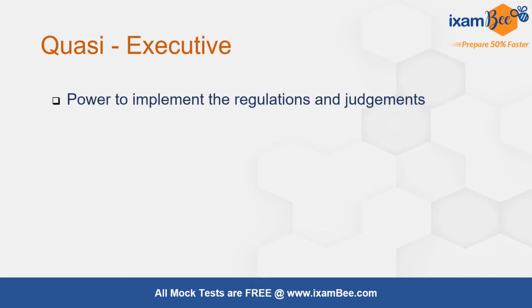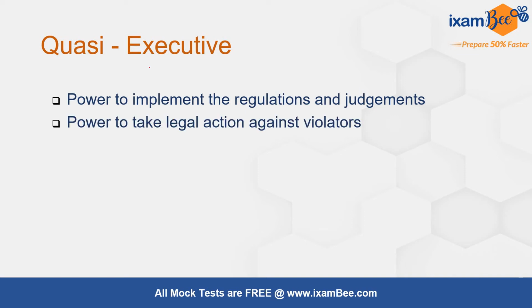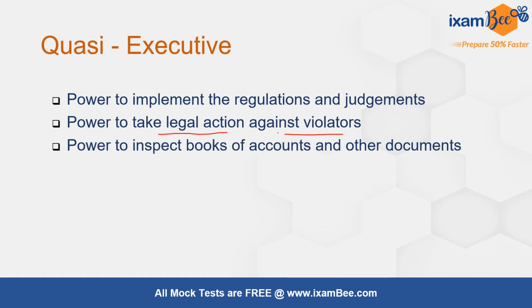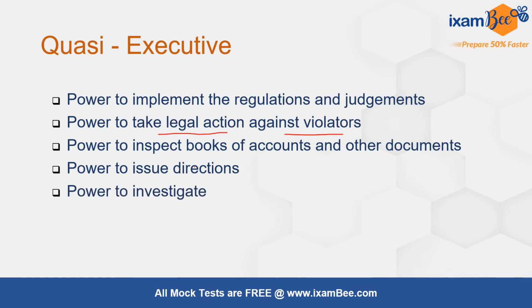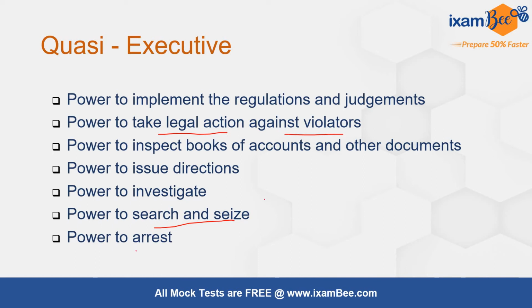As an executive body, SEBI has the power to implement the regulations and the judgments which SEBI has already made. Also, SEBI has power to take legal action against the violators who are functioning against these regulations, against the provisions of the acts. SEBI also has power to inspect books of accounts and other documents. Under the executive powers, SEBI also has power to issue directions, to investigate, to search and seizure, and to arrest.